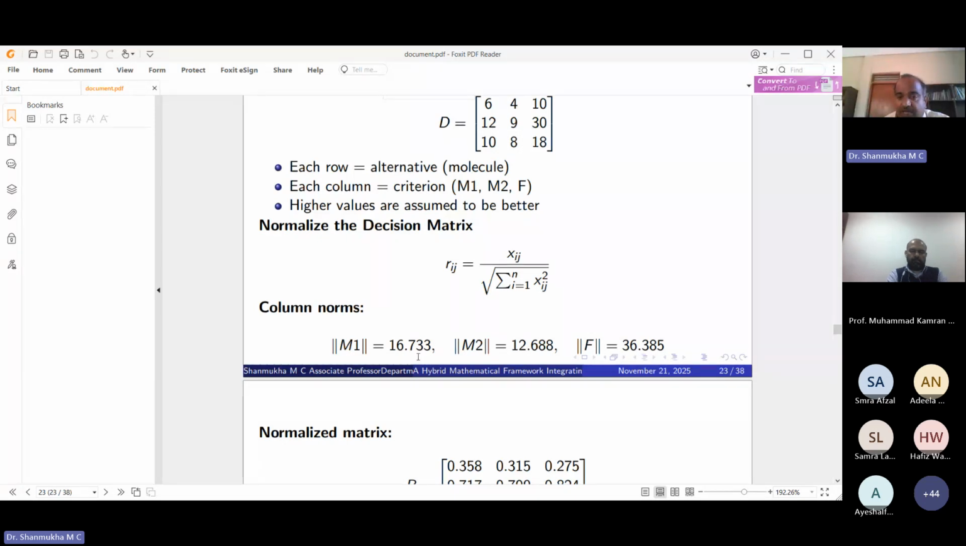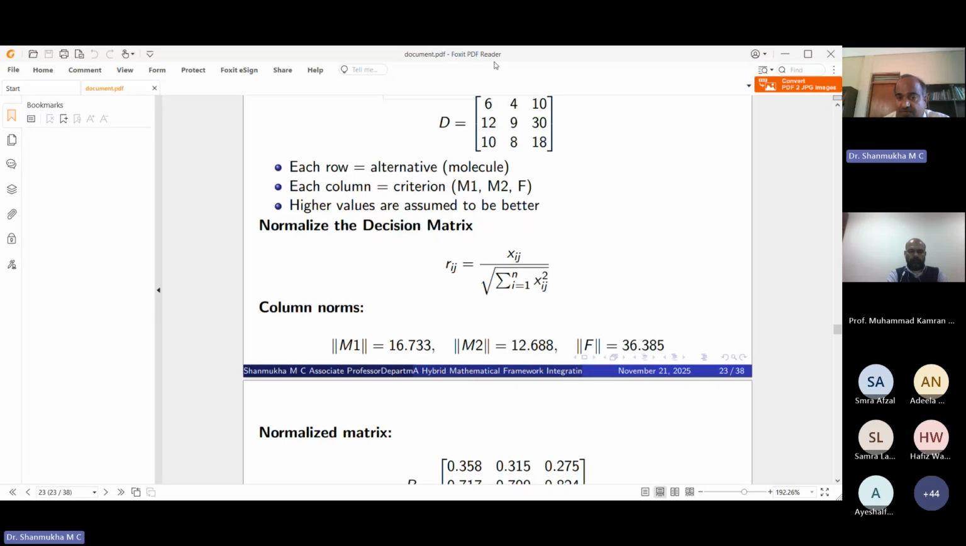16.733. In the similar manner, norm of M2 is equal to the square root of the squares of the sum of second column values. It means M2 values. So norm of M2 is equal to 12.688.